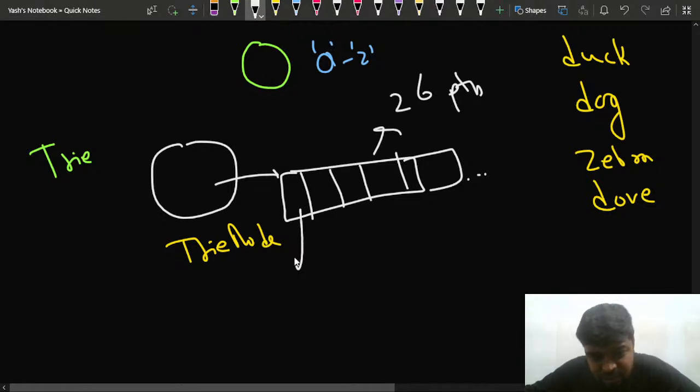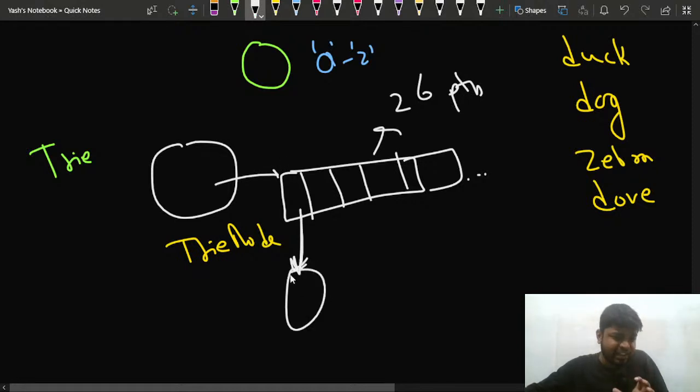Like the first would be representing A. Initially everyone will be null. Now if for this particular node A is present, then you will mark it as true. So you'll say that okay, A is present, then you'll add the next node. Something like this would happen.